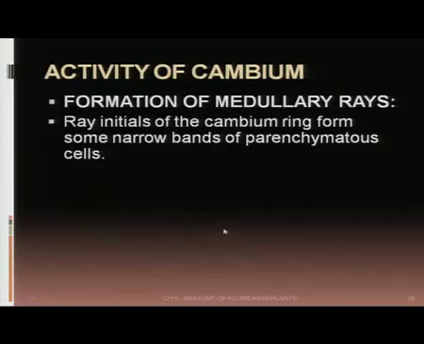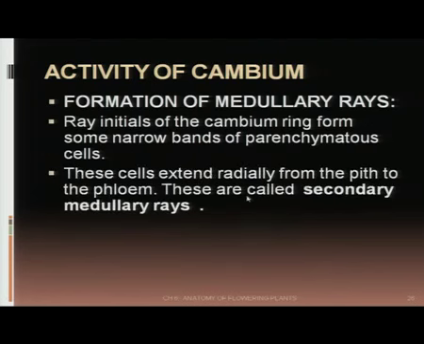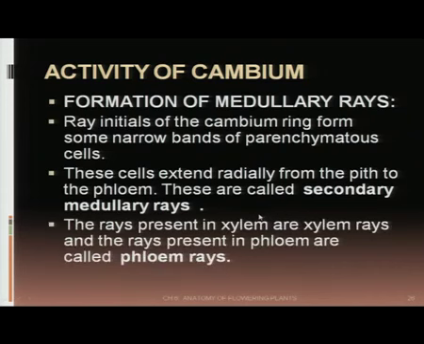So, ray initials of the cambium ring form some narrow bands of parenchymatous cells. These cells extend radially from the pith to the phloem. These are secondary medullary rays. The rays present in the xylem are xylem rays and the rays present in the phloem are phloem rays. So, what will happen?